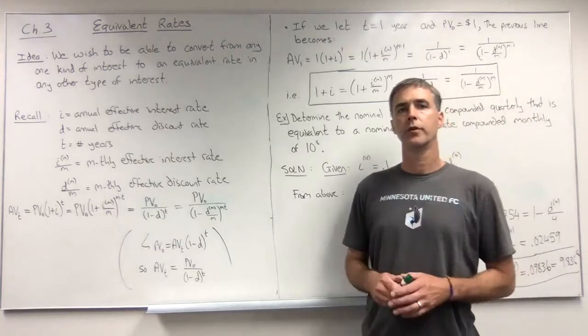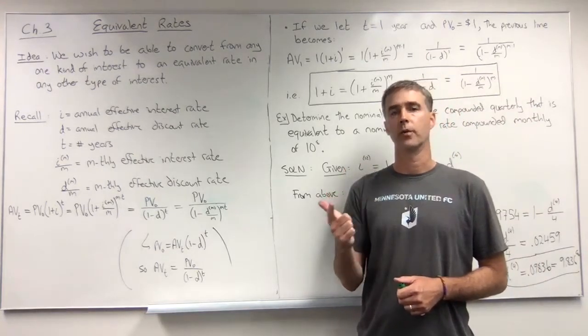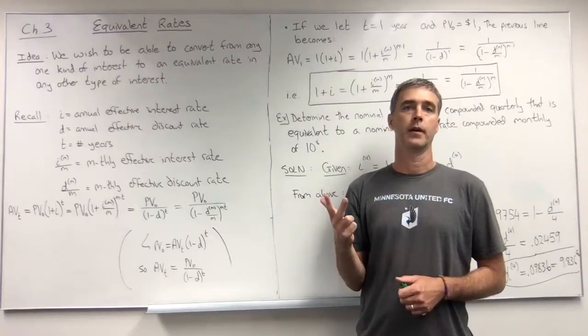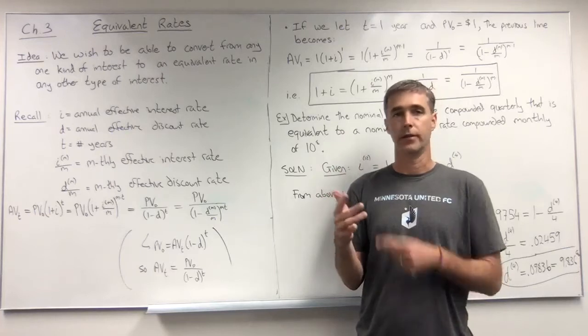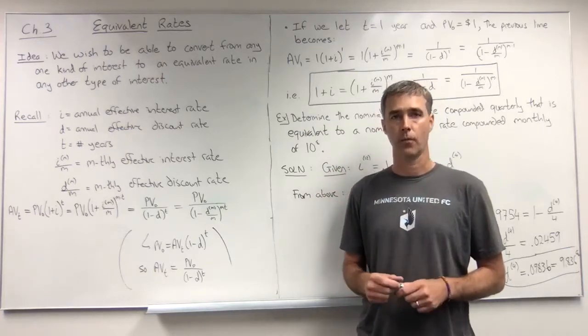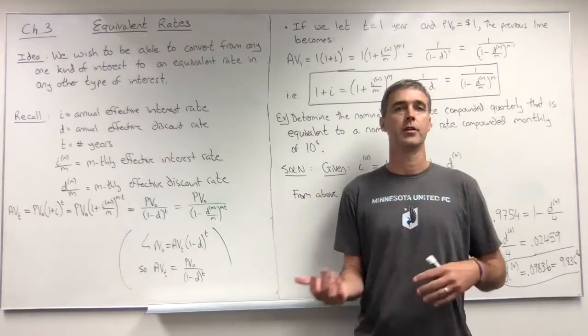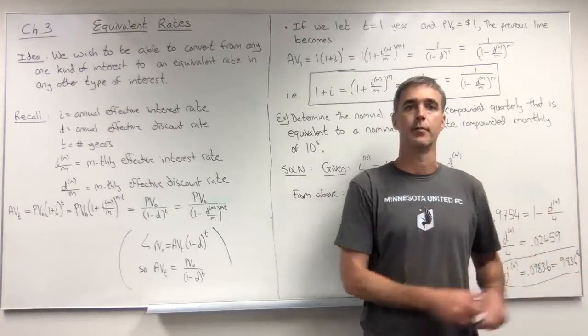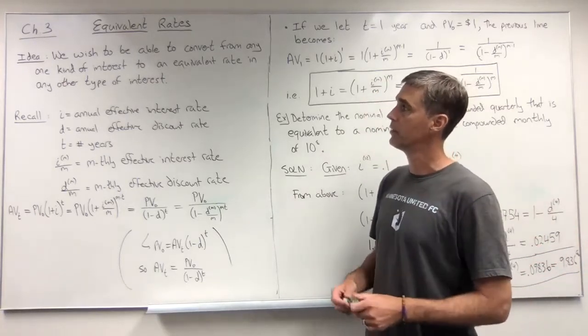Okay, so we've got annual effective rates, annual effective discount rates, monthly effective interest rates, monthly effective discount rates, and then the nominals for those two as well, which we don't actually use in computations, right? So we'd like to be able to flip from any one type of interest rate to the equivalent in any other type of interest rate setting, right? So let's just recall some terminology.